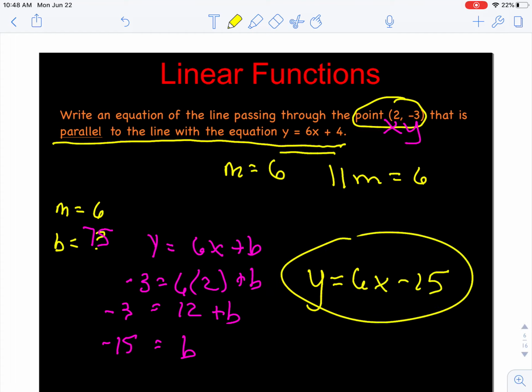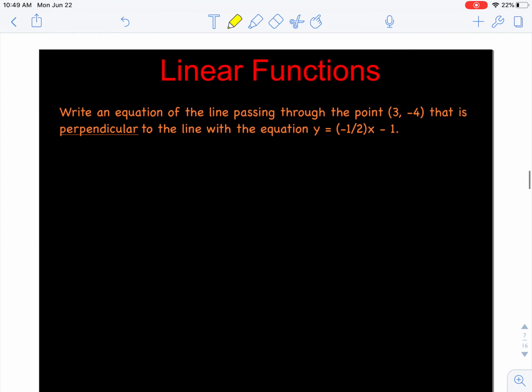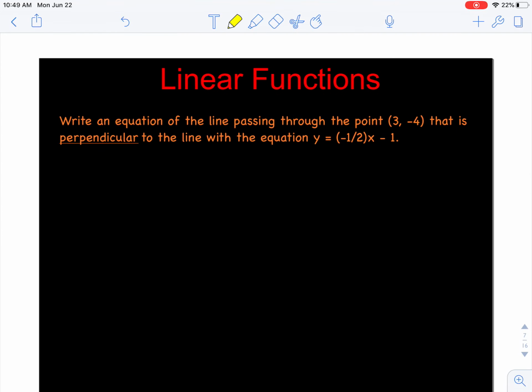So again, the only thing you're ever going to use if you're writing equations of lines that are parallel or perpendicular to a given line, the only thing you use from the given line is the slope. You don't use any of the other numbers. So let's try another one. Now we're going to write an equation of a line that goes through this point that is perpendicular to this given line.